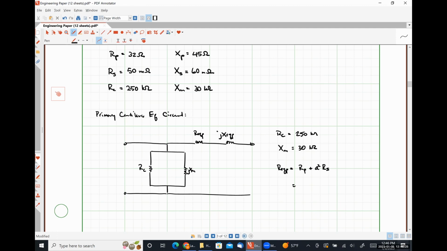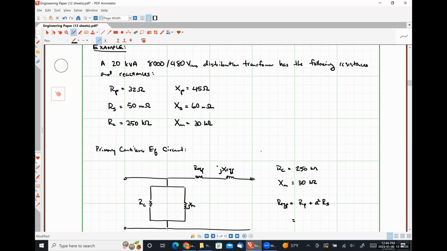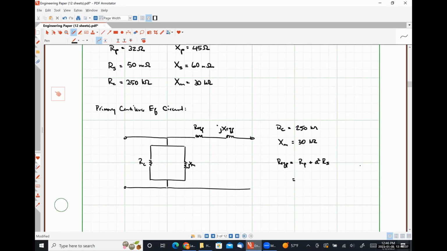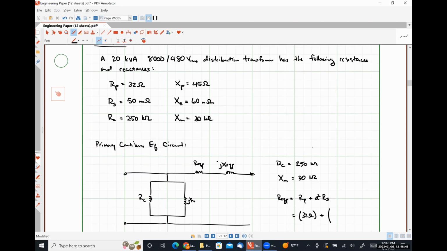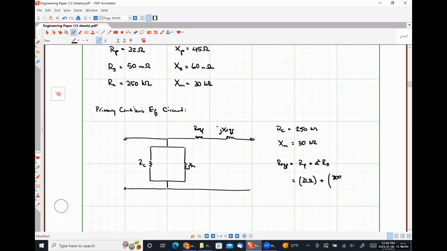We've got calculators, let's use them, right? So 32 plus, so what's A? Right. So we're going to have 32 ohms plus, so what's our turns ratio in this case? 8,000 over 480, squared, times 0.05 ohms. I get 45.889. Oops, anybody else get something different?